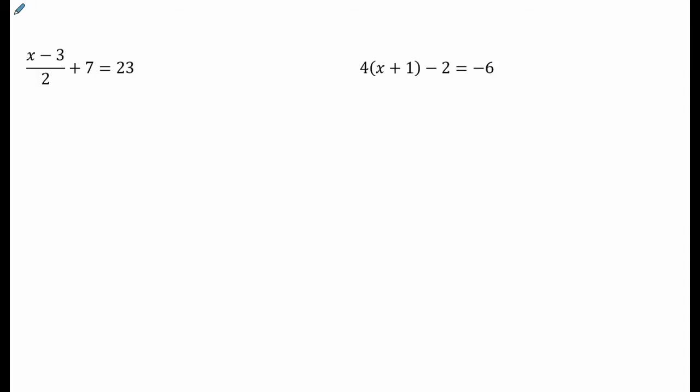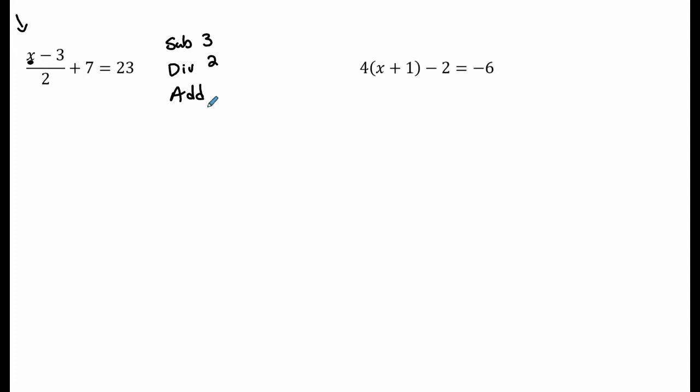Let's look at this one right here on the left-hand side. I have (x minus 3) over 2, plus 7, equals 23. So here's x. What's the first thing that I'm doing to it? Look at this left-hand side here. What's the first thing I'm doing to x? It looks like I'm subtracting 3. Then, once I subtract that 3, it looks like I'm dividing that whole quantity by 2. And then once I divide that by 2, I take whatever number I get there and add 7.